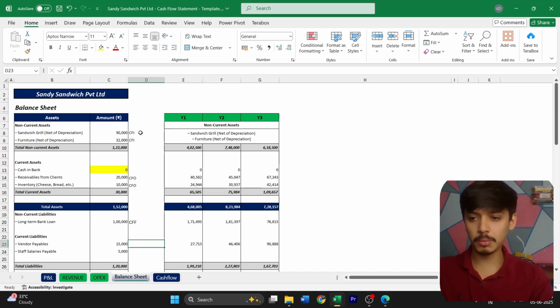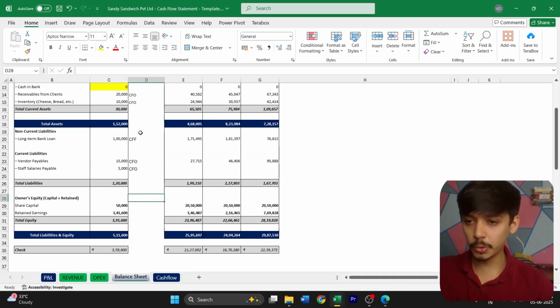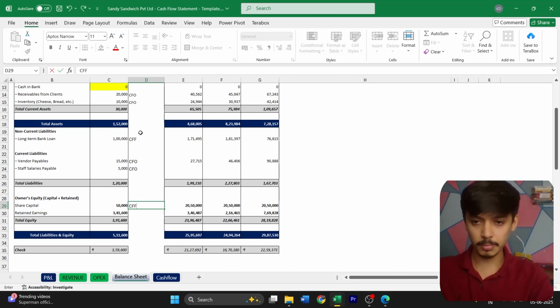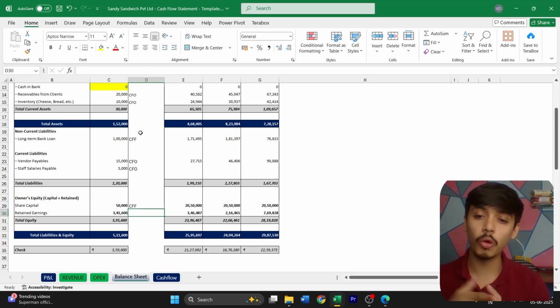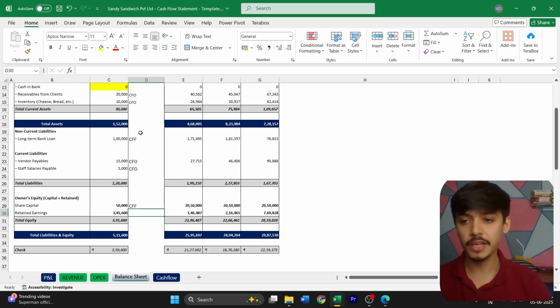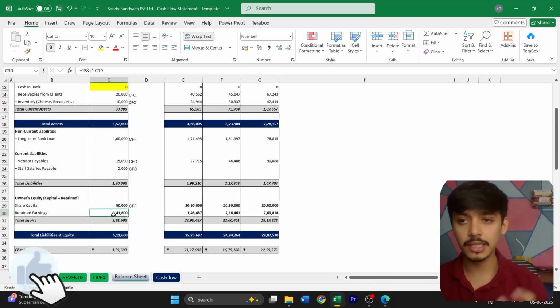Next we have vendor payables and salary payables, which are both CFO elements as they are part of working capital changes. Finally, we come to equity, where we have share capital, which is CFF, as we have raised equity. Finally, we have retained earnings, which we are not going to take to the cash flow statement as we have already accounted for net profit.